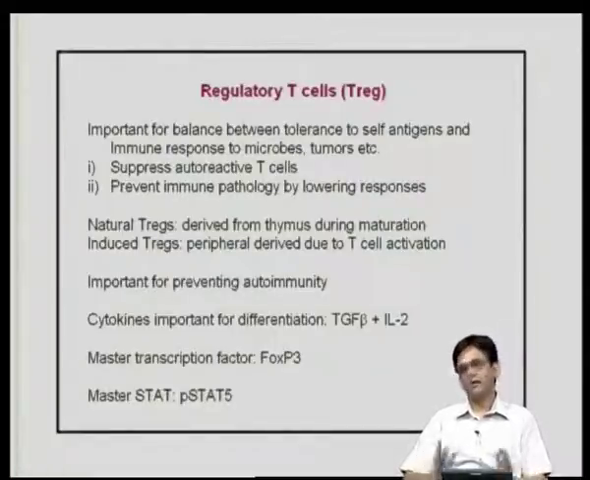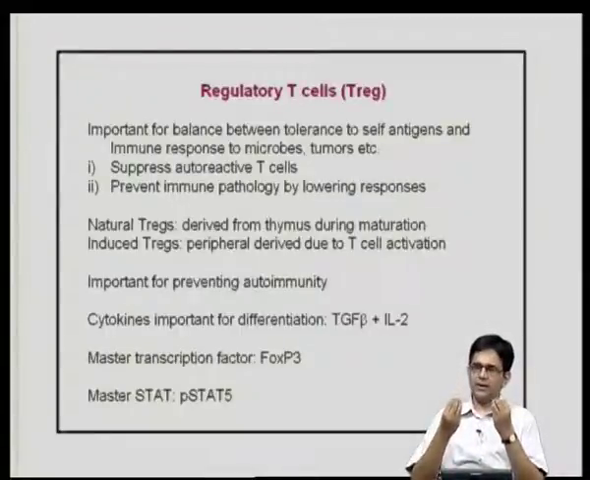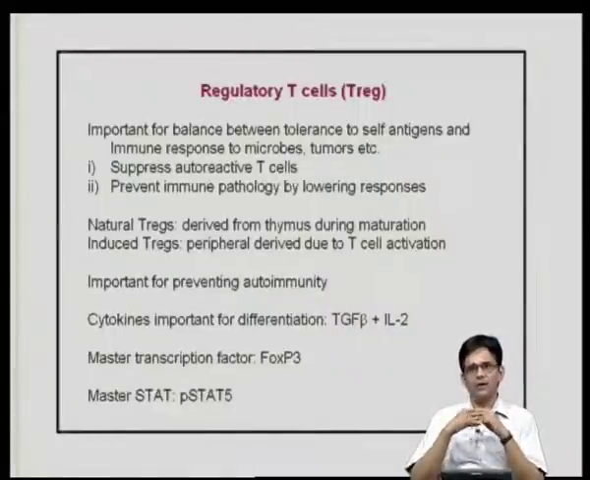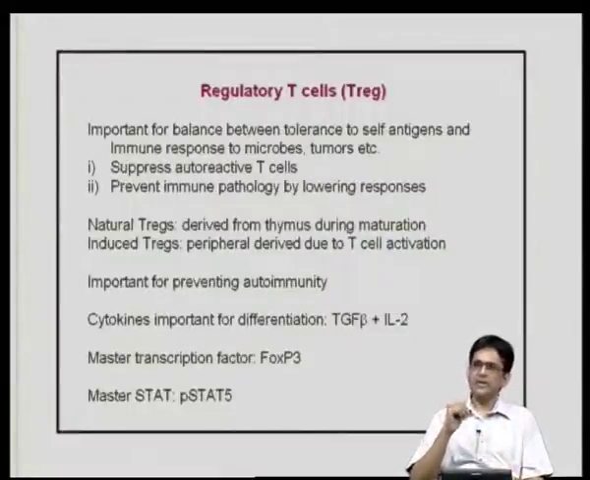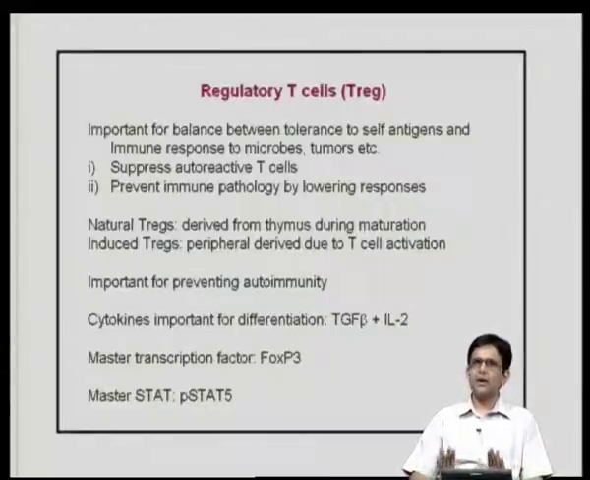Now Tregs are very well known, and it is important to understand that while the thymus is important in terms of differentiation and teaches cells that we need to recognize self, the autoreactive T cells are eliminated during thymic selection. The fact of the matter is that it is very difficult for all possible autoreactive T cells to be completely eliminated. So you would need some peripheral tolerance mechanisms. The primary driver of peripheral tolerance is thought to be the regulatory T cells. These are extremely important, and what they do is they suppress autoreactive T cells. They prevent immune pathology by lowering responses. These are the primary roles.